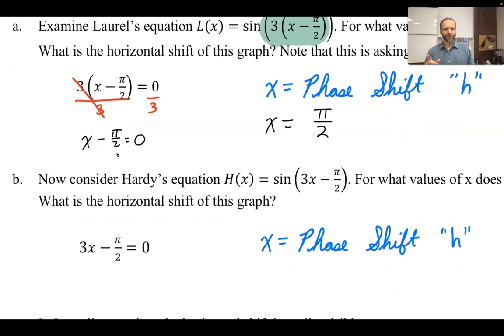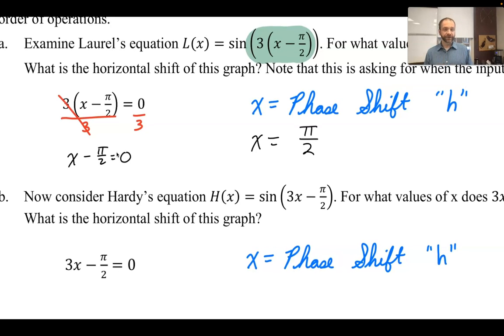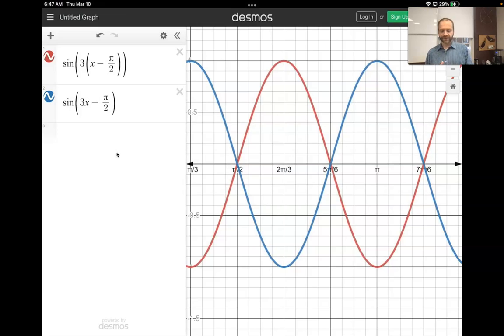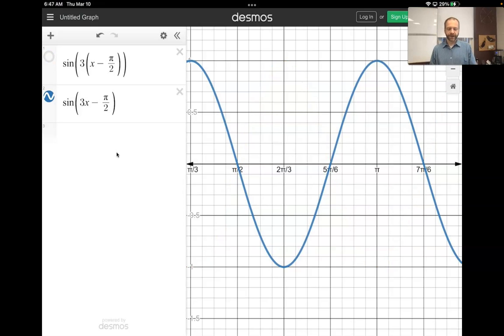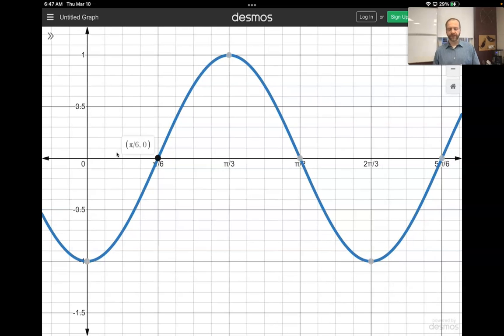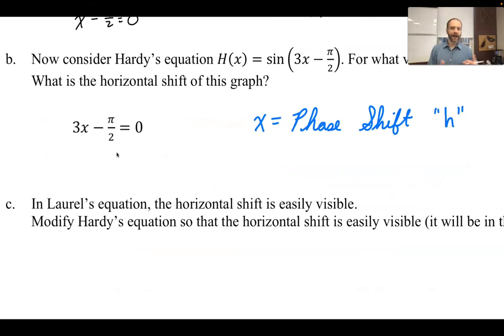But what's Hardy's phase shift? We did see, graphically, they're not the same. Do you remember where Hardy's equation started? If I go back to this, and I look at the blue one, and I go back to the beginning, where did Hardy's equation start? It looked like, for a sine graph, it would be either pi sixths or it could be 5 pi sixths. So I'm thinking it's going to be pi sixths. Let's take a look and see how we get pi sixths.